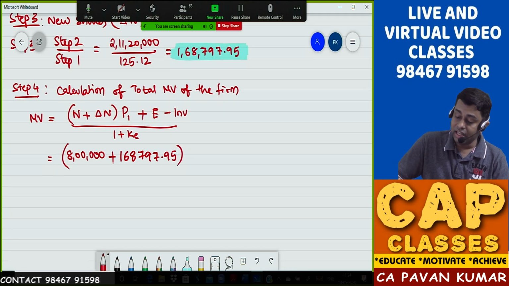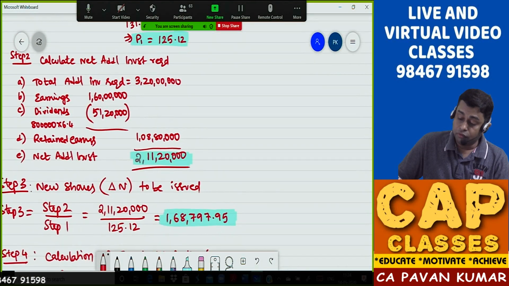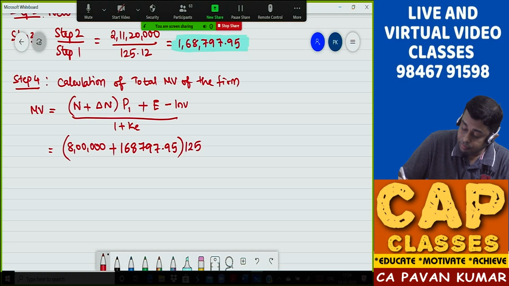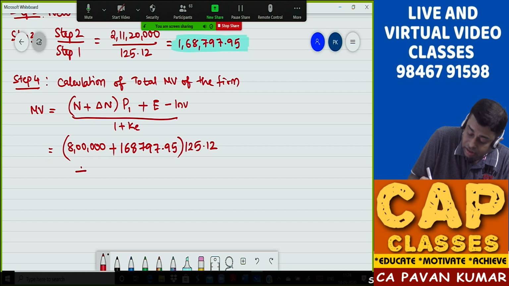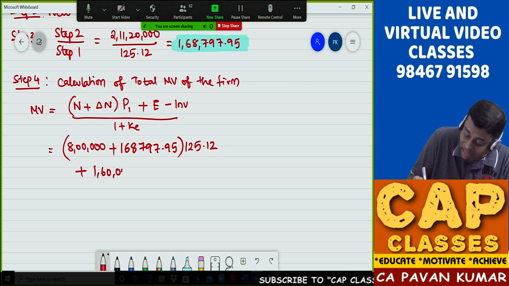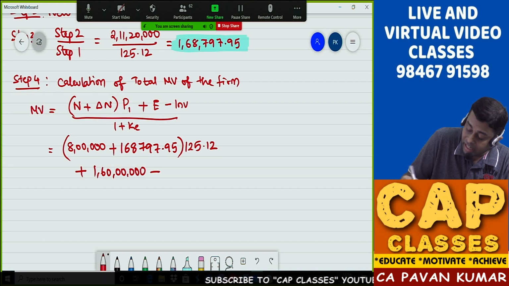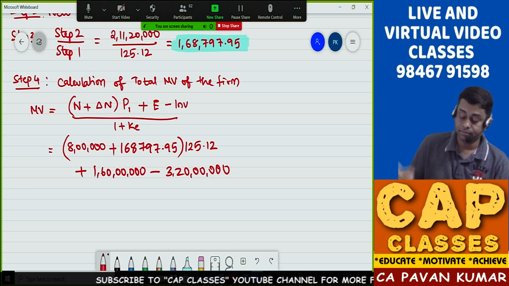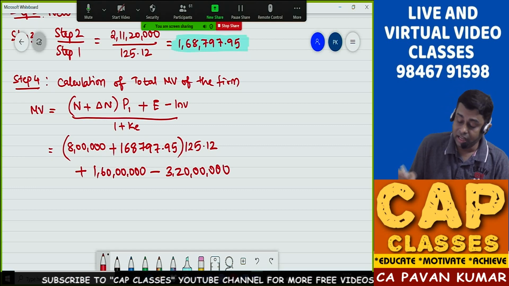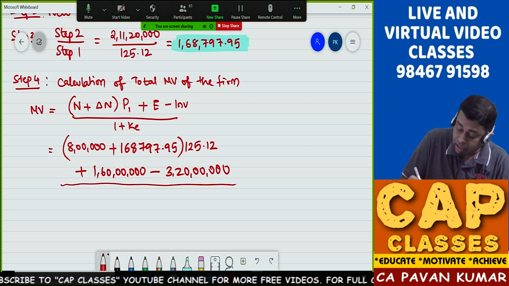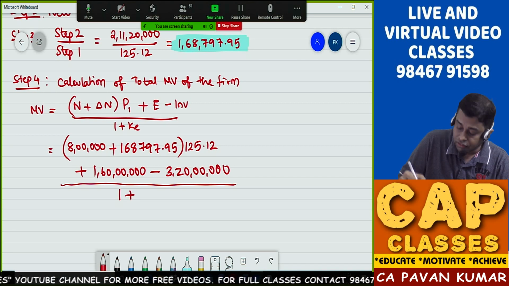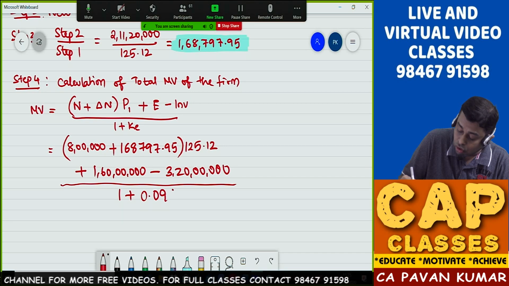Into what is step 1 value? 125.12, plus what is the earnings of the current year? 1 crore 60 lakhs, minus what is the investment you want? 3 crores 20 lakhs. 3 crores 20 lakhs, whole divided by 1 plus what is the cost of equity given in the question? 9.6, 0.096.